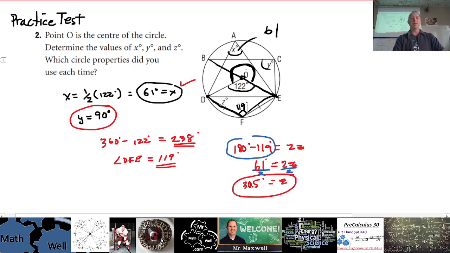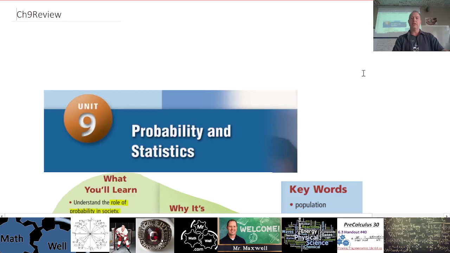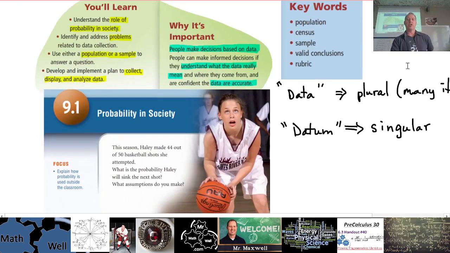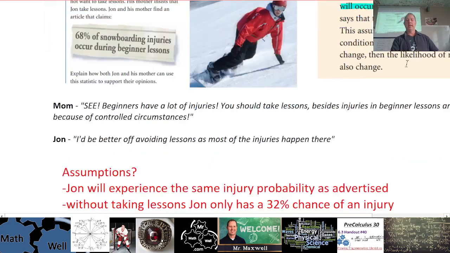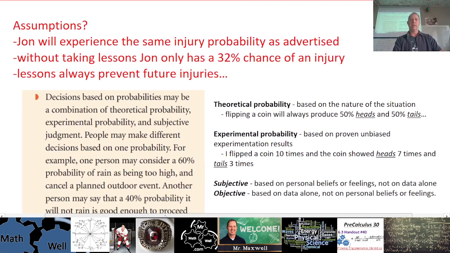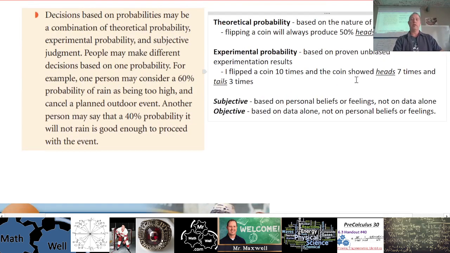I have 2 more minutes. I'm going to quickly do chapter 9. This is going to be very quick. We just did chapter 9, so it's fresh in your mind. Probability, a couple things. I won't go all over this. You can watch the chapter 9 review if you want a little more detail.